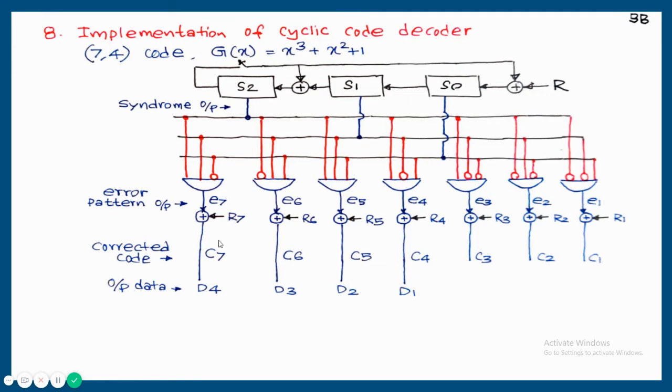Out of the 7 bits corrected code, the leftmost 4 bits are data bits. And data bits are D4, D3, D2, D1. So the final output will be 4 bits data, that is D4, D3, D2, D1. And input is 7 received bits. So the first part is the syndrome calculator. This part is the error pattern generator. Next, the error output is the error pattern XORed with the received bits. Output will be the corrected code. And then from the corrected code, select only the data bits, that is D4, D3, D2, D1.